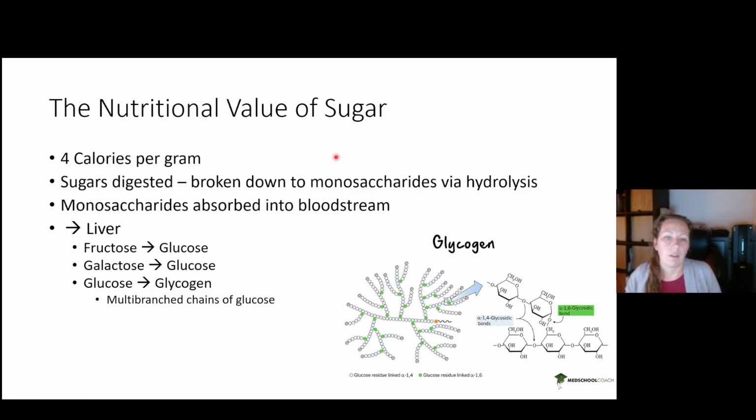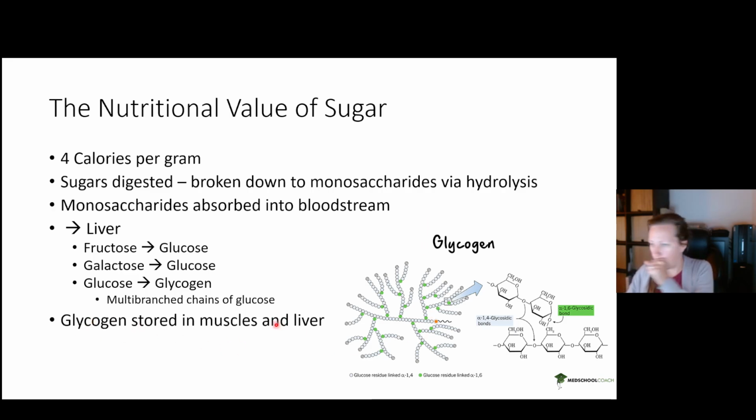And why is it like this? We also don't just want free glucose floating around in the liver. The body is constantly using and replenishing these stores. Glycogen is stored not only in the liver, but also in the muscles, and the glucose is broken off and used as needed for an energy source.